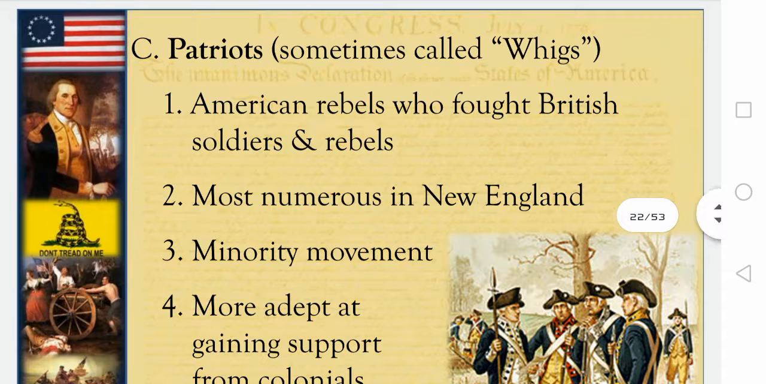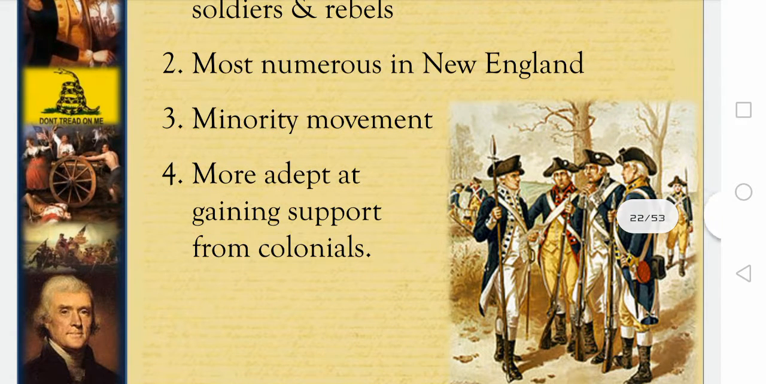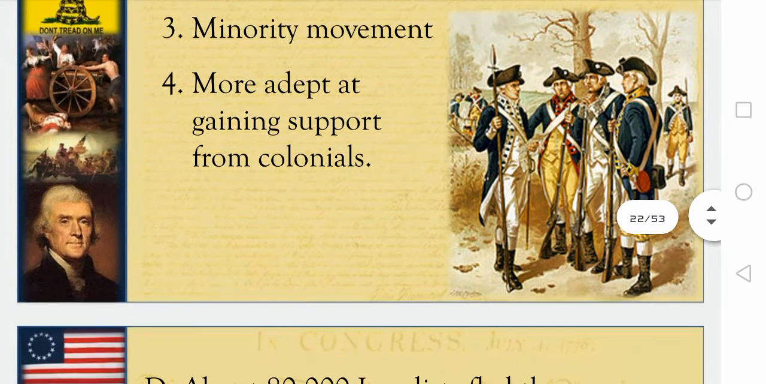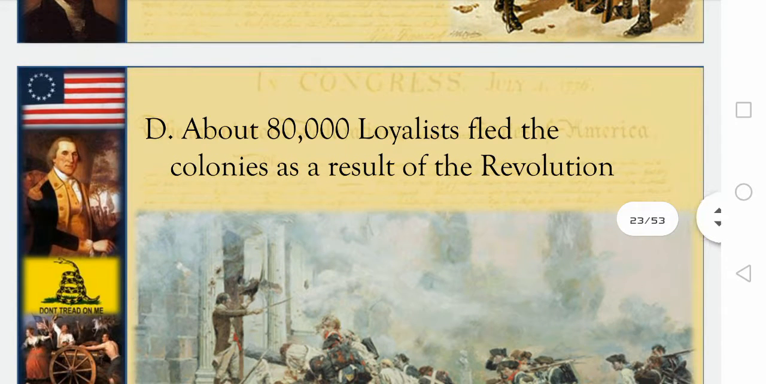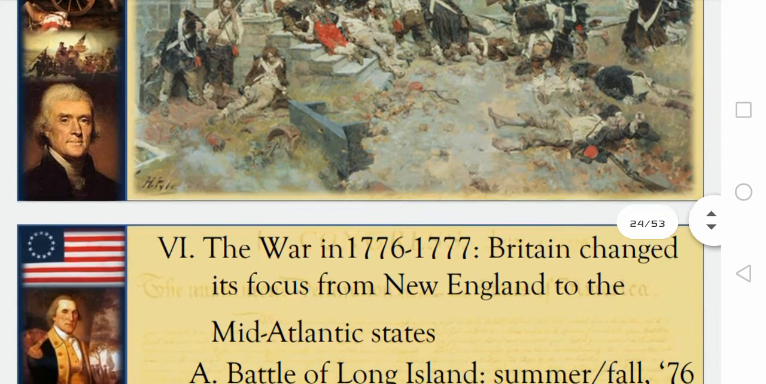Next come the Patriots, who were called the Whigs. Now the American rebels who fought British soldiers and rebels, most numerous in New England, a minority movement and more adept at gaining support from colonials. Now about 80,000 loyalists fled the colonies as a result of the revolution.